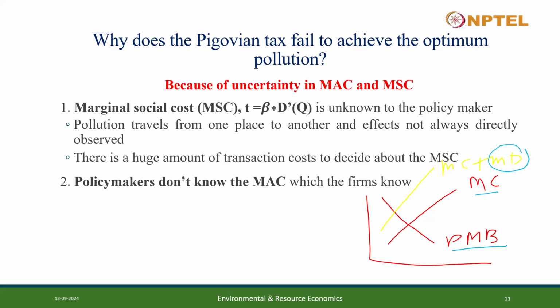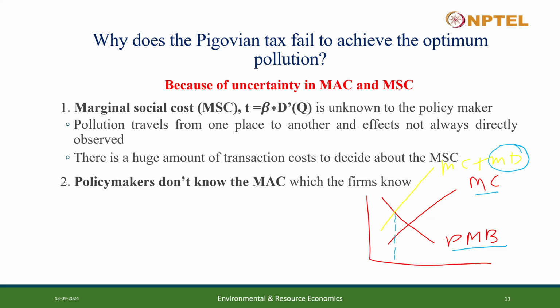However, when we include the marginal damage caused by the firm to the society, then we get the social marginal cost. So the level of production should be equal to the point where the social marginal cost intersects with marginal benefits. That is how we have given the Pigouvian tax system.